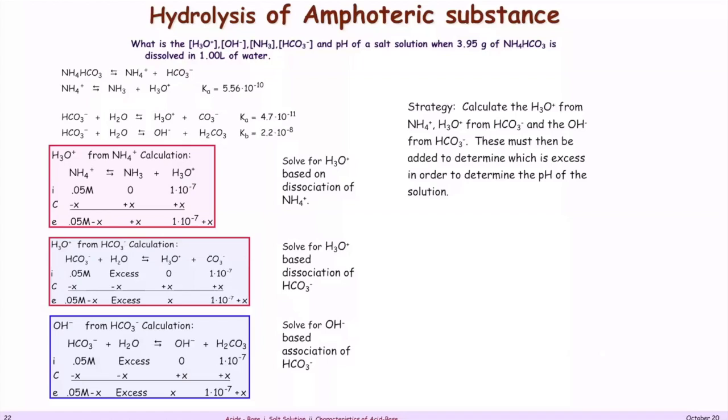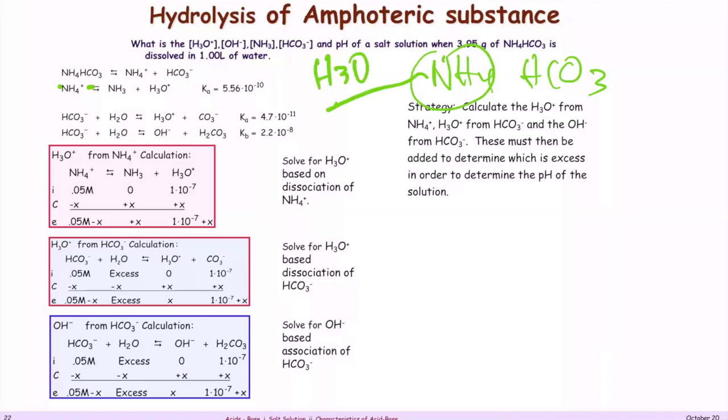We have this salt, ammonium bicarbonate. This is a lot more complex problem. You know the chemistry of the ammonium: it's going to form hydronium. The chemistry of the bicarbonate, however, is tricky because it goes back to baking soda. Remember when we had the baking soda problem, sodium bicarbonate?